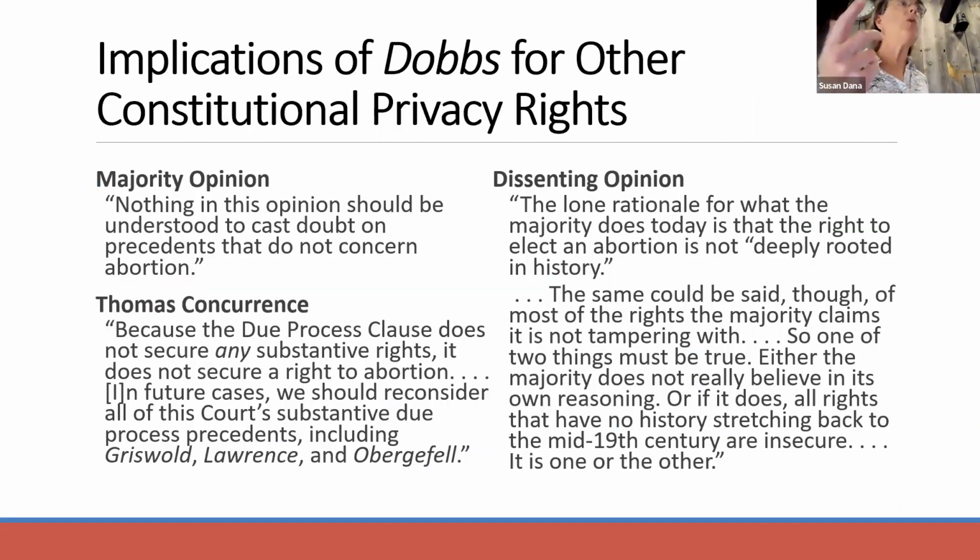So now we know that we do not have a constitutional right to abortion. The question is, what's left of the right of privacy? Because the majority in Dobbs basically said abortion is not protected by the right of privacy. And the majority said, as it says here, nothing in Dobbs should be understood to cast doubt on precedents that do not concern abortion. So they're saying, we're not going to touch contraception, marriage rights, same-sex sexual conduct, same-sex marriage.